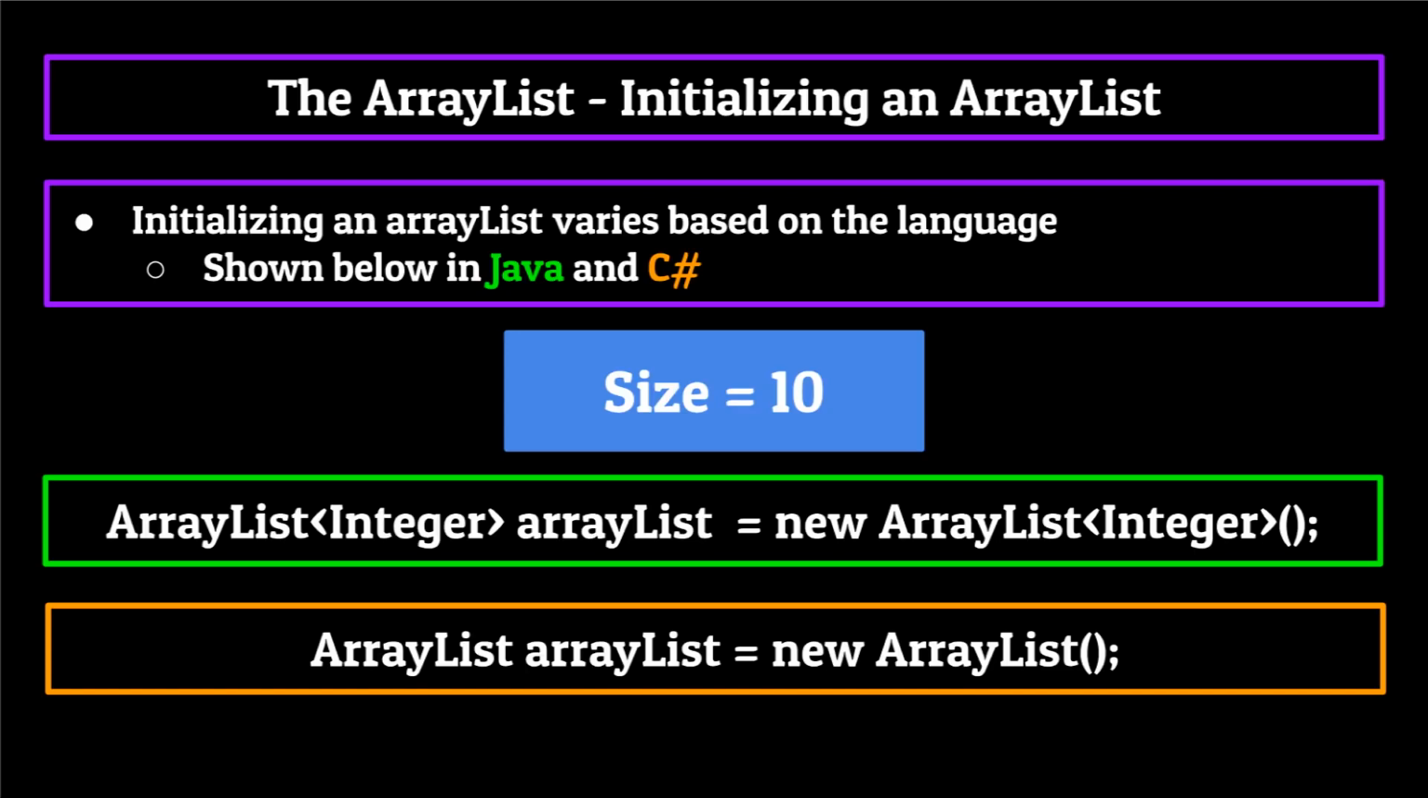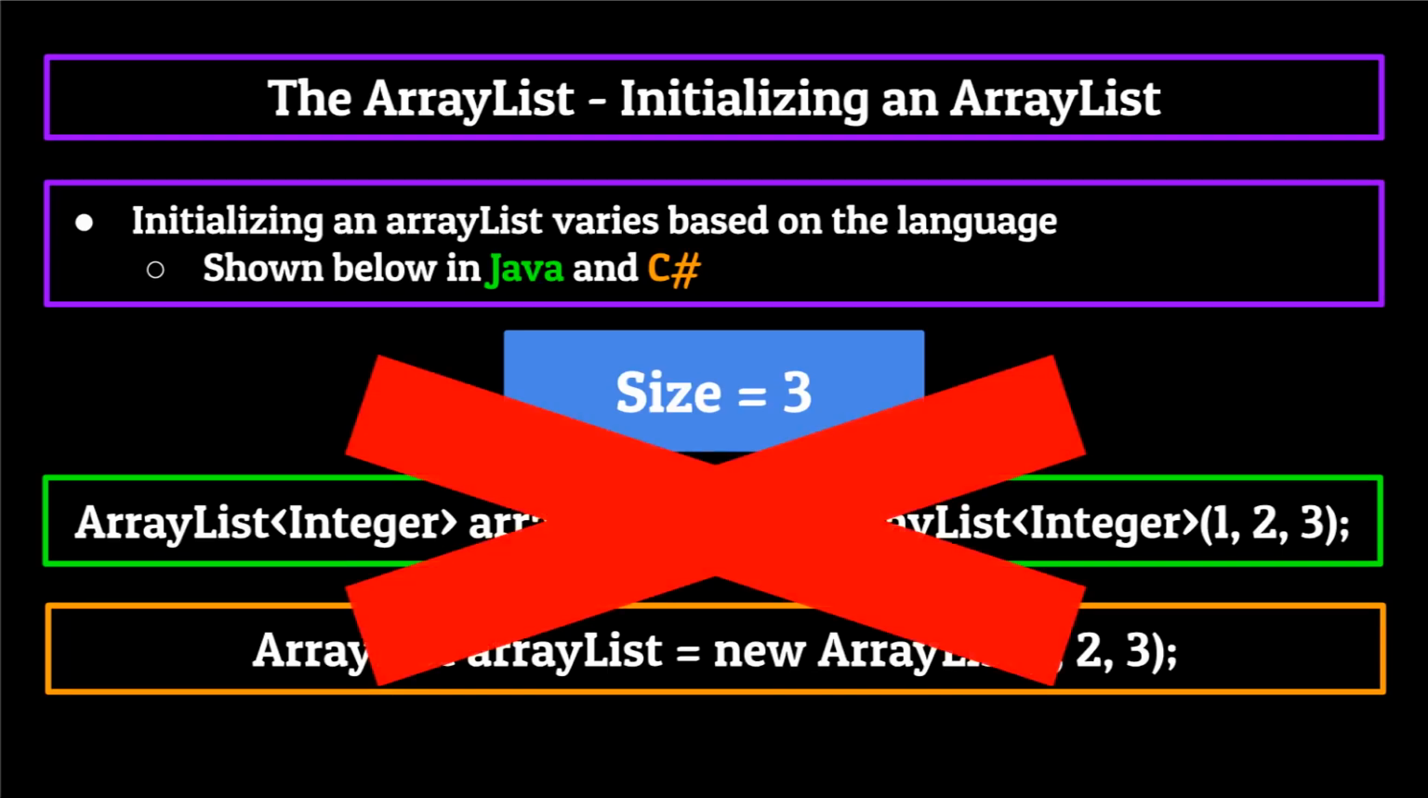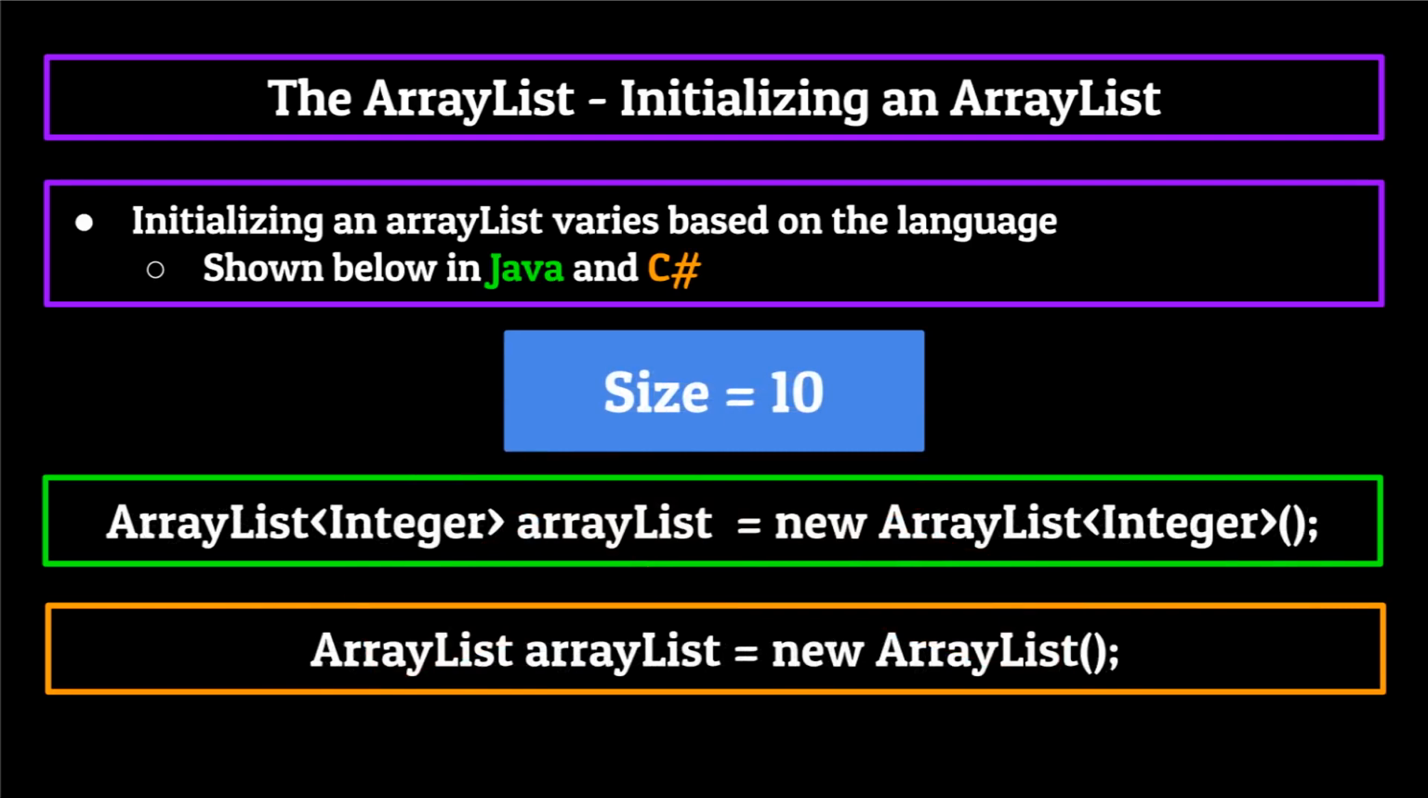Now you may be wondering if we can actually populate the array with elements when initializing it, as we could with arrays, but array lists actually do not support this type of declaration. Moving on, let's talk about functionality.